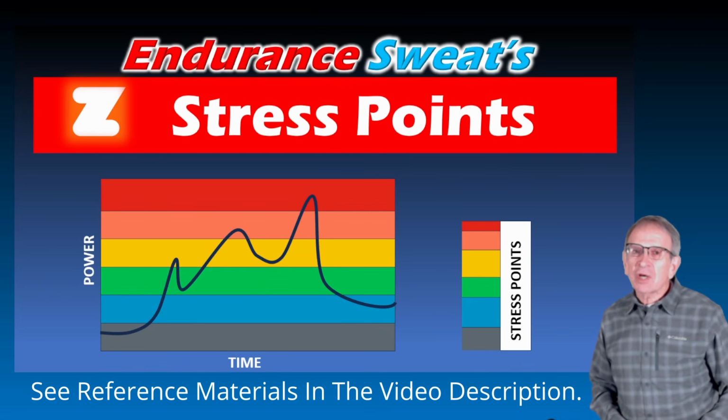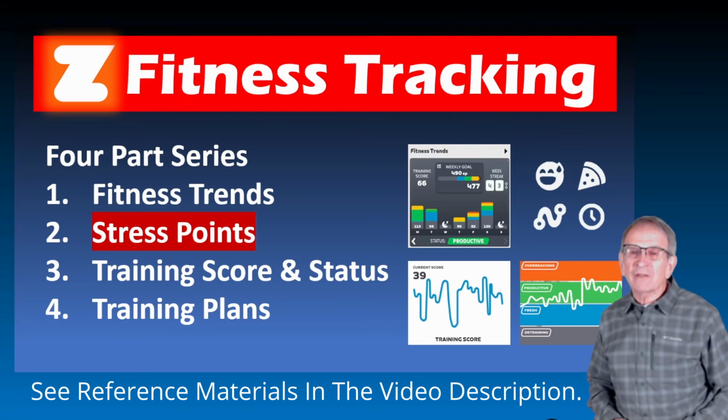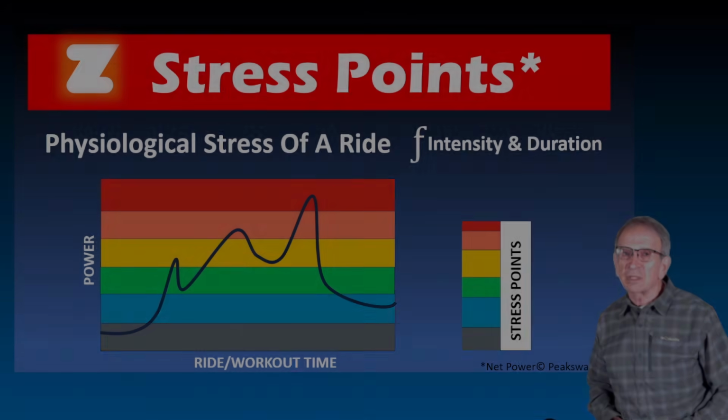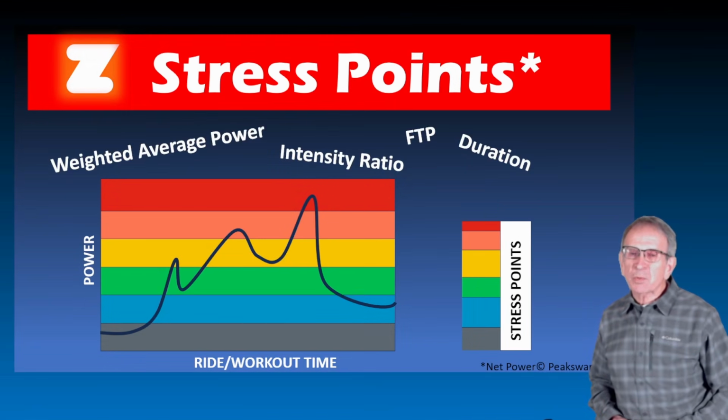In this video, I'll be talking about Zwift's stress points. This is the second video in a four-part series about Zwift's fitness tracking. Zwift uses stress points to measure the physiological stress of a ride, and it's a function of the ride's intensity and duration. Now, to calculate stress points, we're first going to have to determine the weighted average power of a ride, the ride's intensity ratio, your FTP, and the duration of the ride.